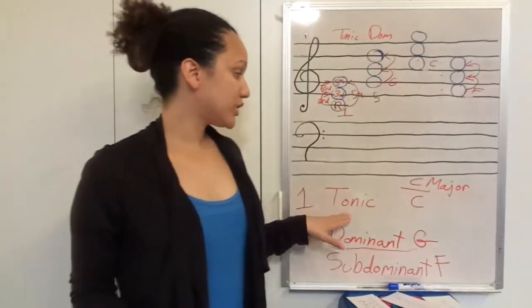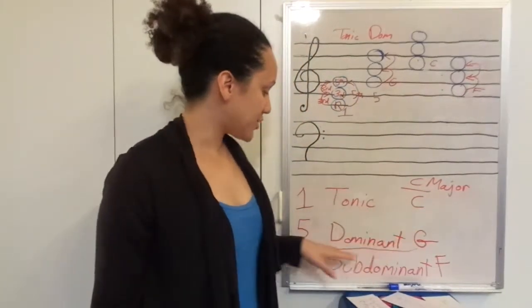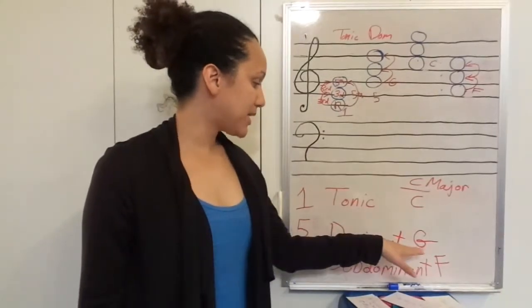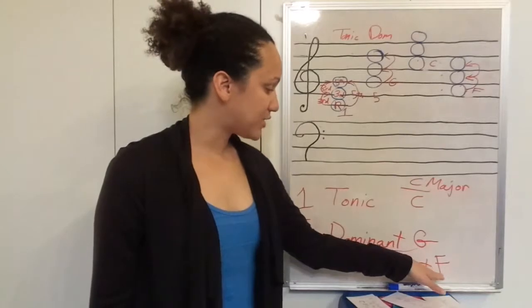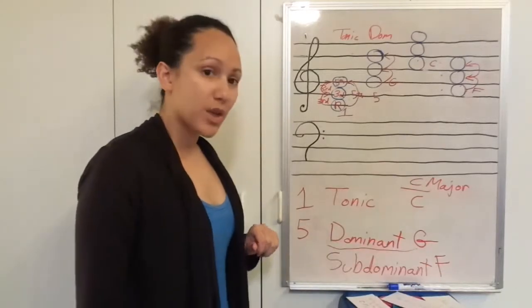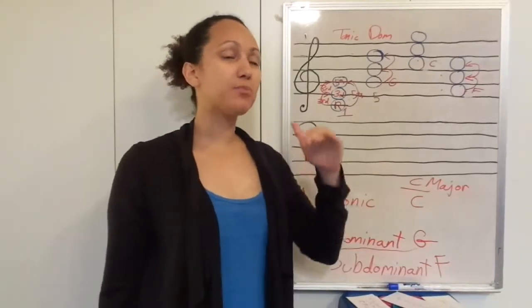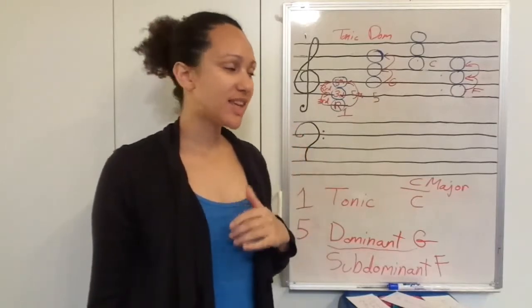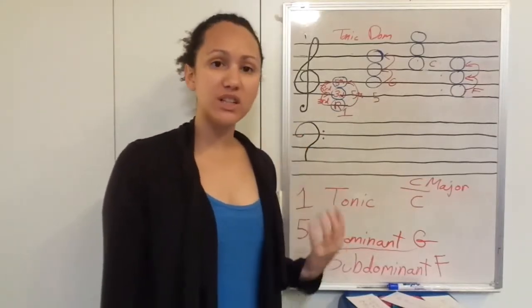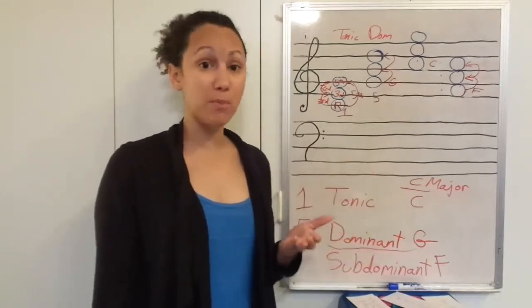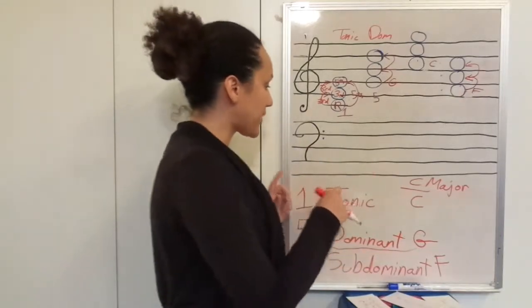So the tonic chord in the key of C major is C, the dominant chord in the key of C major is G, and the subdominant chord in the key of C major is F. Now, like I said, we have a fifth below, but you can't say a fifth above and a fifth below. That would be too complicated. And when we're dealing with the scales, we count from the bottom. So let's see what that looks like.